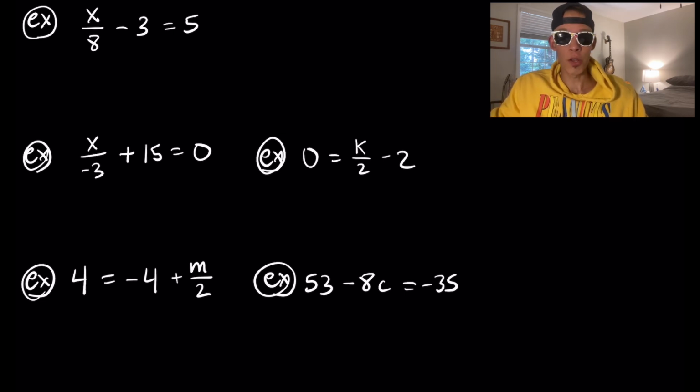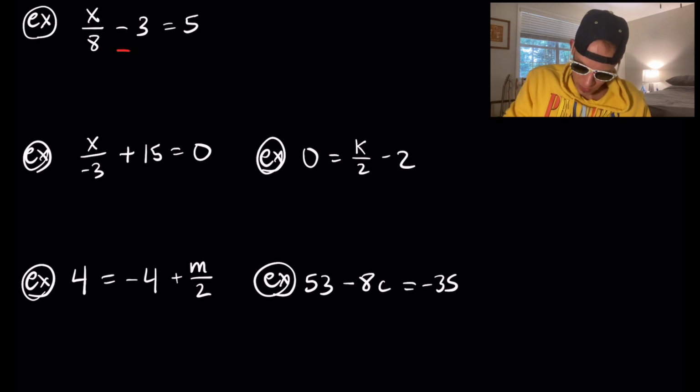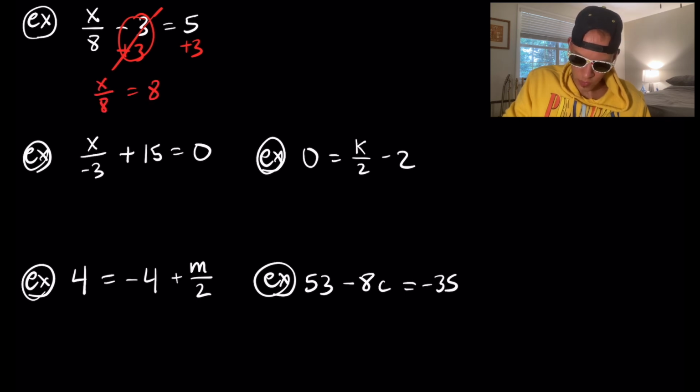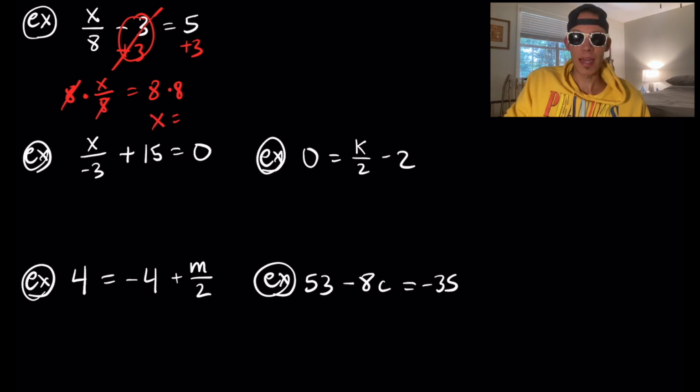No different, just undo the addition or subtraction that's there first, and then take care of the rest. So I'm going to undo that minus 3 by adding 3 to both sides. These will cancel out, and I'll get x over 8 is equal to 8. 5 plus 3 is 8. And then I'm going to undo this divide by 8 to x by multiplying by 8 on both sides. So those are going to cancel, and I'll be left with x is equal to 8 times 8 is 64.